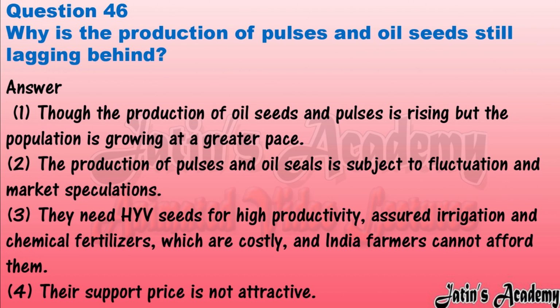Question 46. Why is the production of pulses and oilseeds still lagging behind? Answer. 1. Though the production of oilseeds and pulses is rising, the population is growing at a greater pace. 2. The production of pulses and oilseeds is subject to fluctuation and market speculations. 3. They need HYV seeds for high productivity, assured irrigation and chemical fertilizers, which are costly, and Indian farmers cannot afford them. 4. Their support price is not attractive.